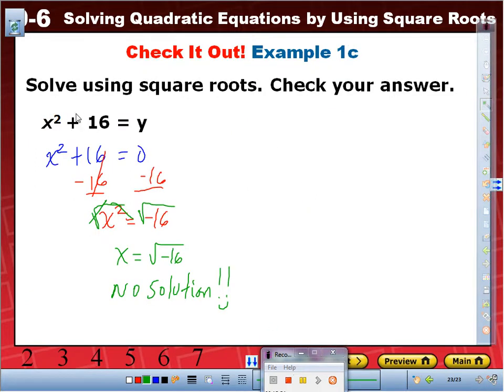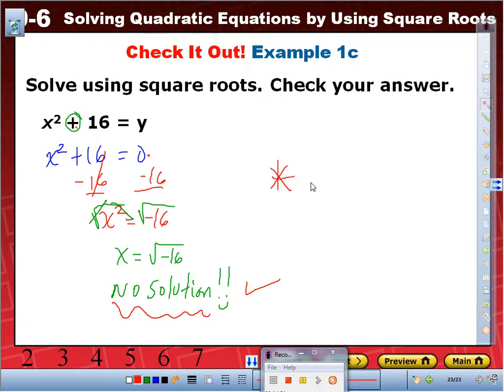So look at this one. What do we have? And what is the answer? So therefore, what do you conclude? Whenever it's a binomial and it's a sum and it's equal to 0, there is no solution. Let me repeat that again. Whenever it's a binomial and it's a sum and it's equal to 0, there is no solution.